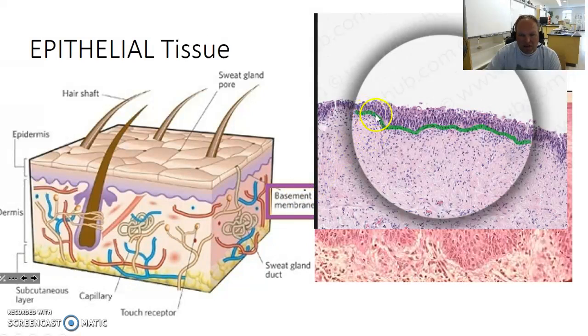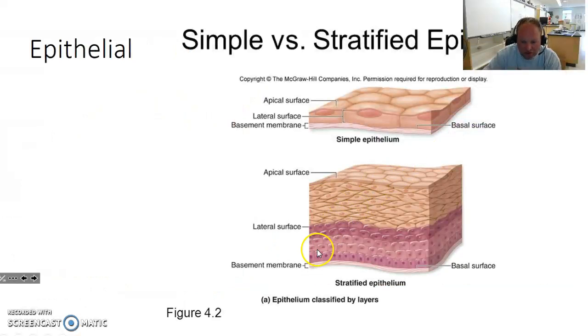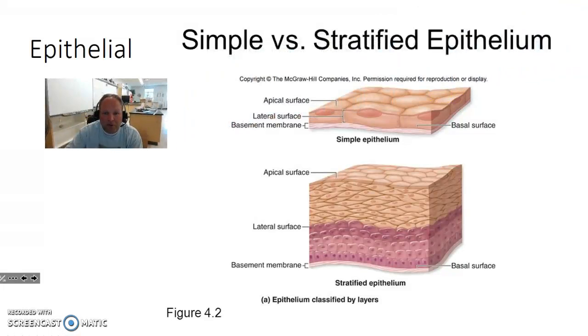Your epithelial tissue is everything that builds on this basement membrane, which is in green, so superficial or superior to my basement membrane. If I look at this in more detail, this is my basement membrane right here, and this is my basement membrane right here. Anything above that is epithelial. The next vocab words you have are simple versus stratified. If we look at this, this is simple epithelium. Remember, it's above my basement membrane.